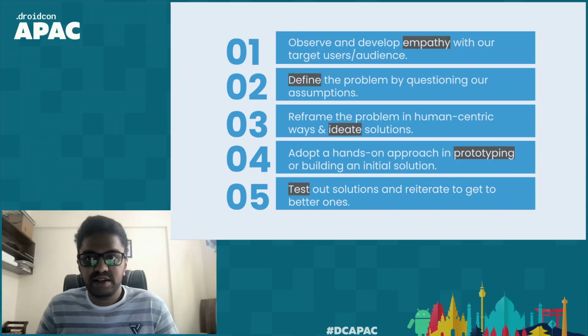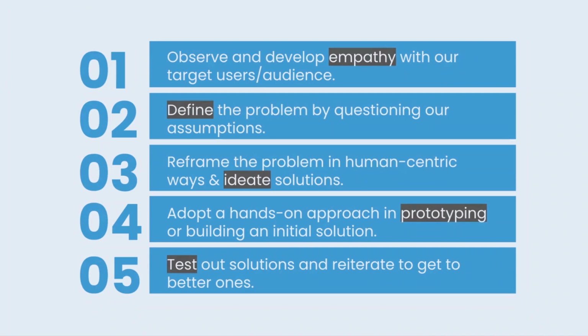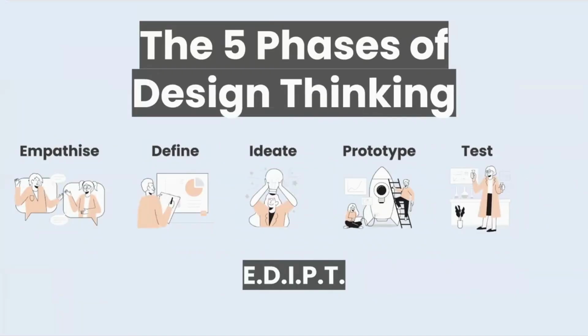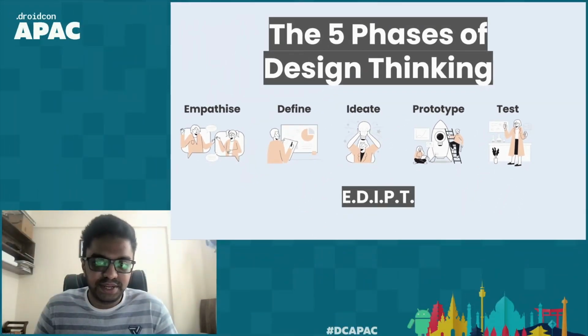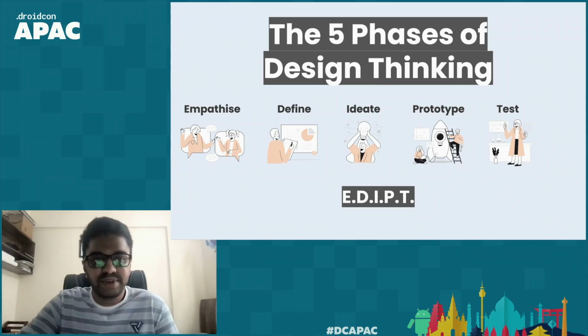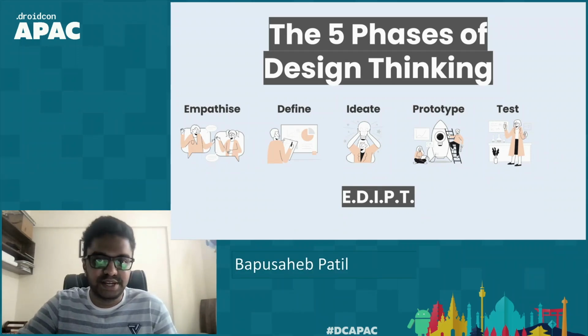Now, a few keywords really stand out: empathy, define, ideate, prototyping, and test. These five keywords are important because they make up the five phases of design thinking. The first phase is empathize. The second phase is define. The third phase is ideate. The fourth phase is prototype, and the fifth phase is test. A short acronym for this is EDIPT. We'll talk a little bit about all of these phases in detail.